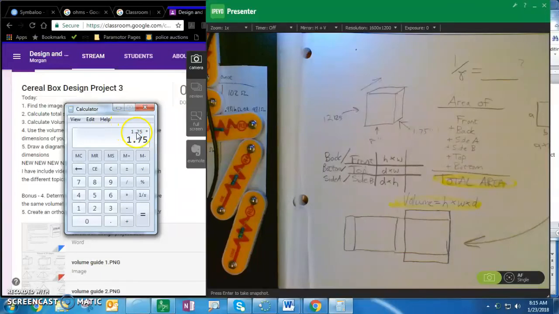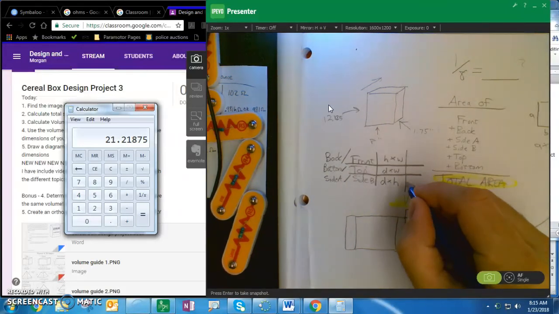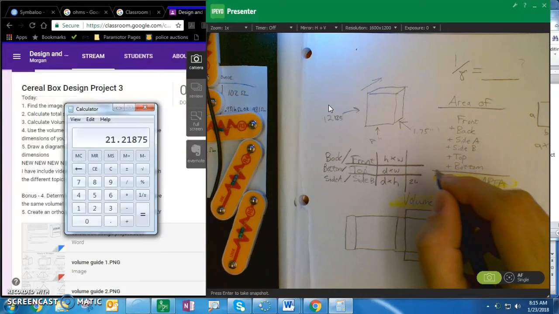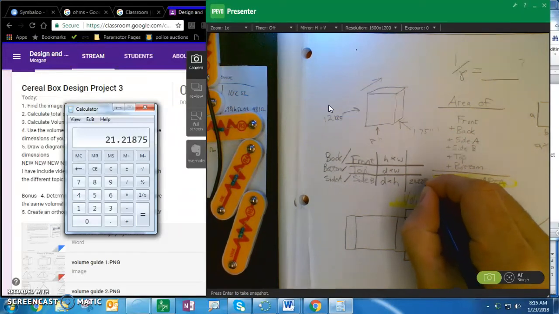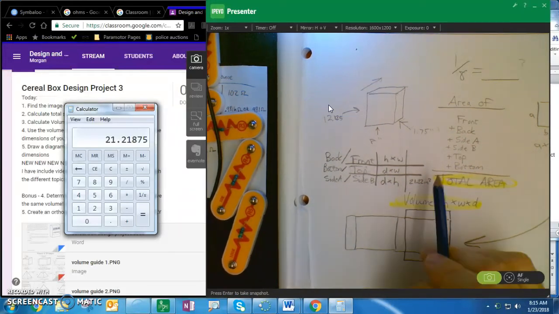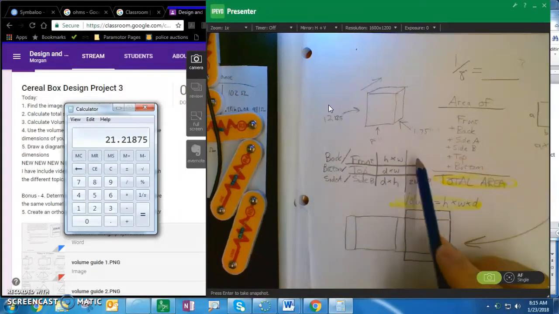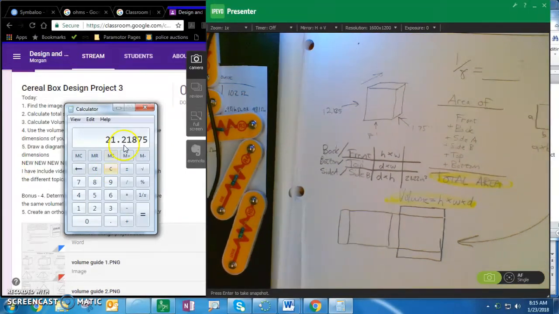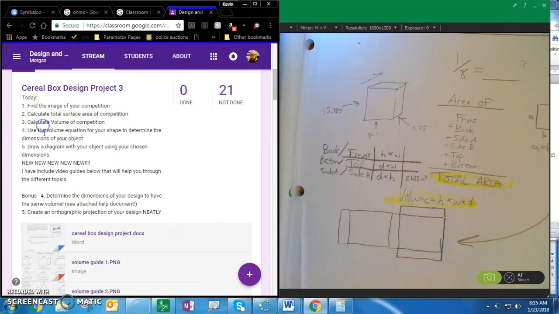1.75 inches times the height is going to be 12.125 inches, and we get 21.22 inches squared. I'm using 2 decimal places and I'm rounding up because we don't actually care for 5 decimal places of information. Okay? Now that you've done this, you should be able to calculate the total surface area.